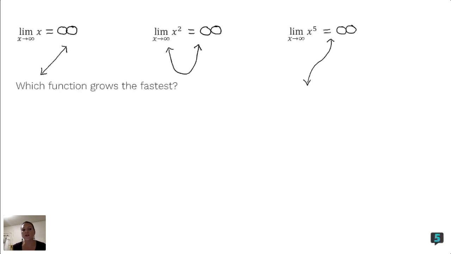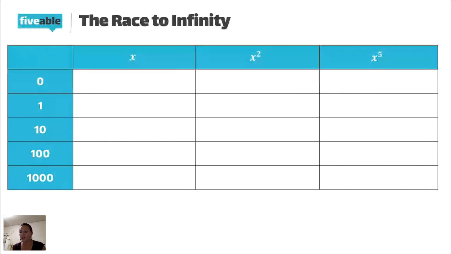My question for you guys, though, is which function grows the fastest? What do you think? Yeah, awesome. x to the fifth. Great. Yeah, so I've got two Megans. Awesome. Absolutely. And I think to some extent, we probably have that intuition that x to the fifth is going to grow the fastest. But let's also go ahead and take a look at what that looks like in a little bit more detail.